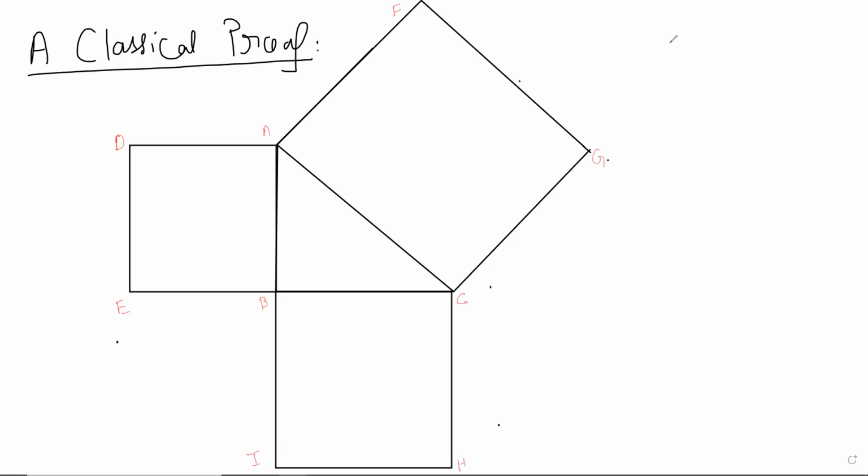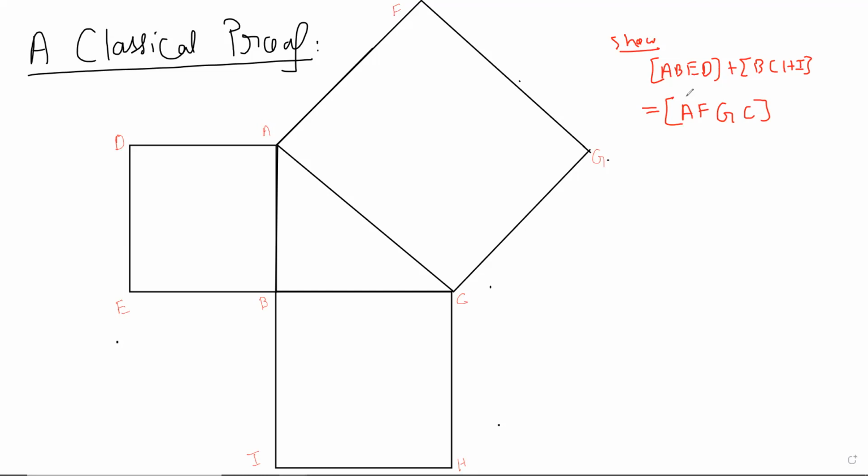Right. So what do we want to show? We want to show that ABED, this square, the square of that side, plus BCHI, the area of the square on the base, is equal to this big square on the top. This is what we want to show, and we understand that this is the Pythagoras theorem.